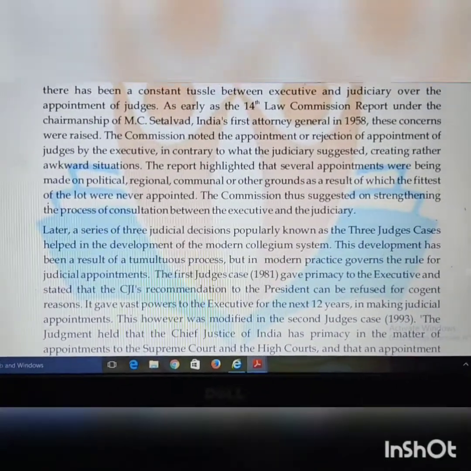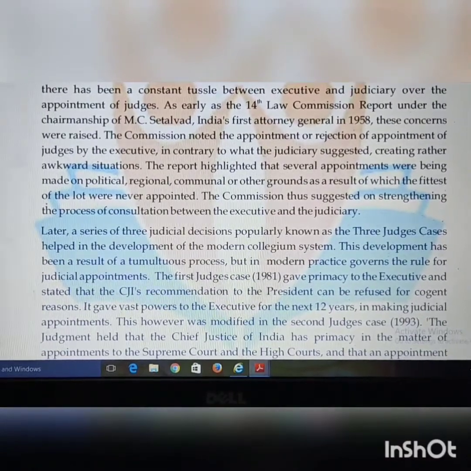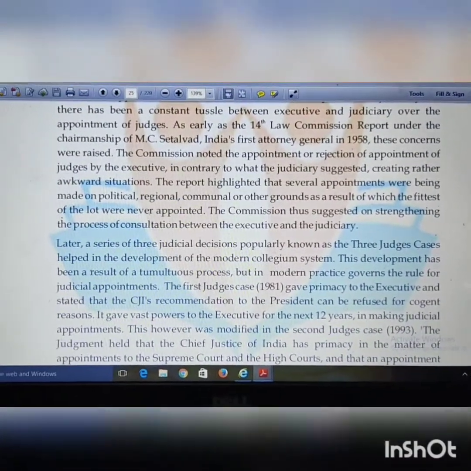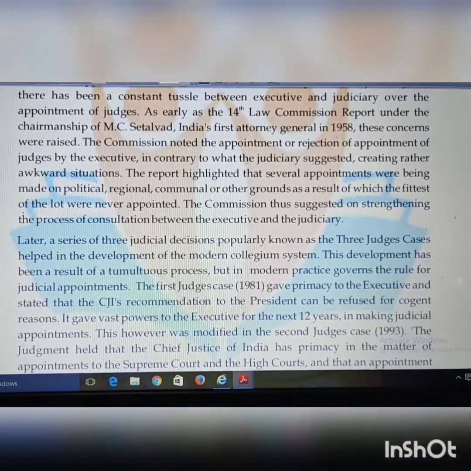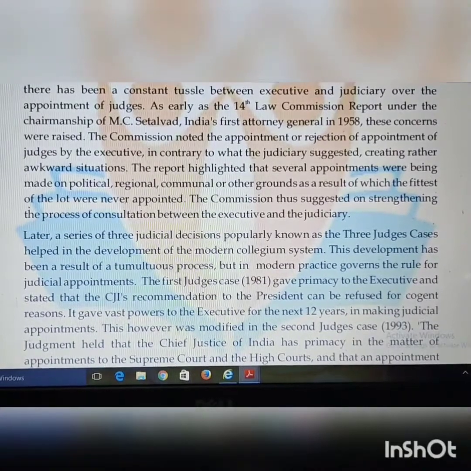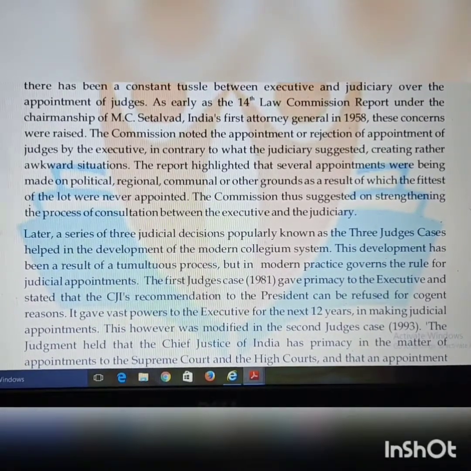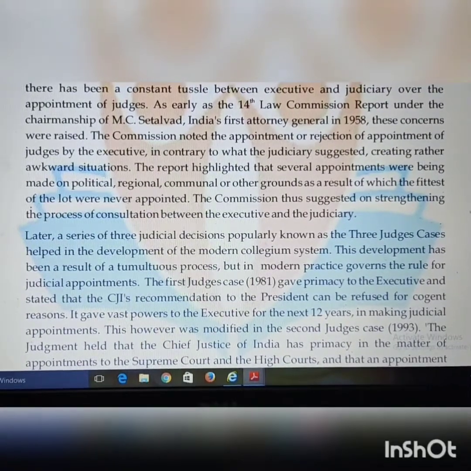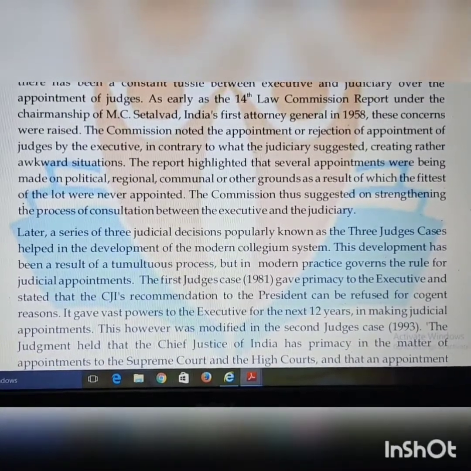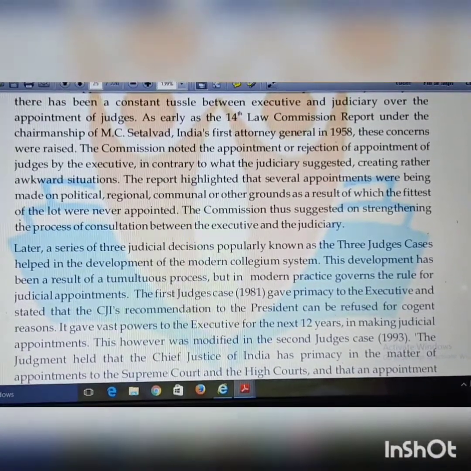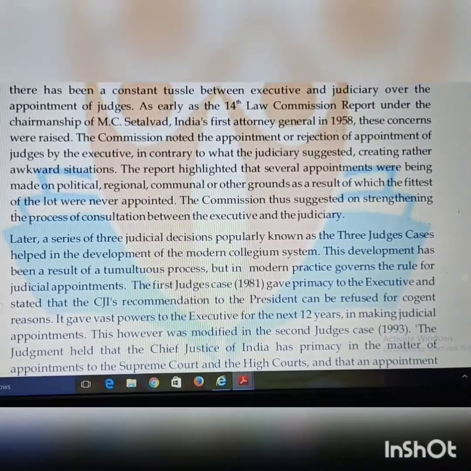So this was a bias which was going on, a partiality which was prevalent, in which the judge was appointed on political regional basis rather than on his educational qualifications or his merits. So the best candidates or the fittest of the lot lagged behind. The commission thus suggested strengthening the process of consultation between executive and judiciary. So the 14th Law Commission report said that it is important that there would be a link between executive and judiciary, and both on consultation will appoint the judges. Not a single organ, but both the organs will appoint. Later, a series of 3 judicial decisions, popularly known as the 3 judges cases, helped in development of the modern collegium system.